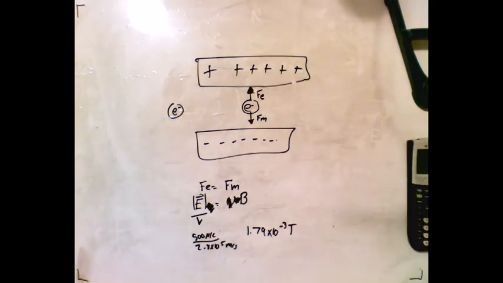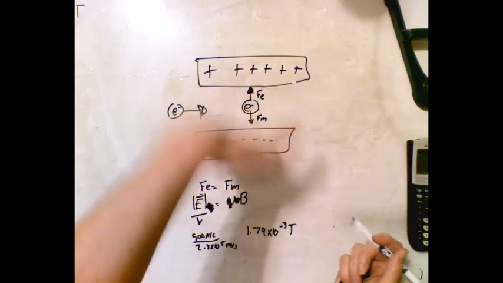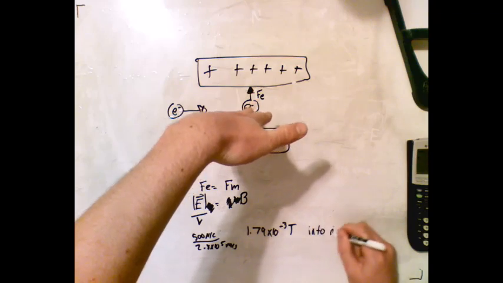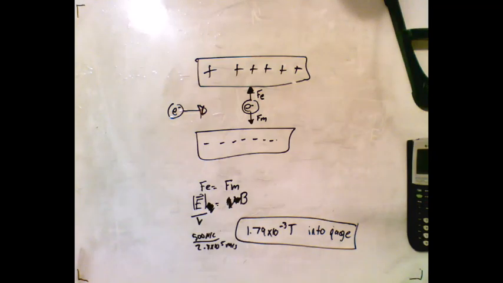And then in terms of direction, well, my electron is going this way, right? And it's experiencing a force that's downwards. So it would be into the page is which way my fingers are pointing. So it would be into the page.